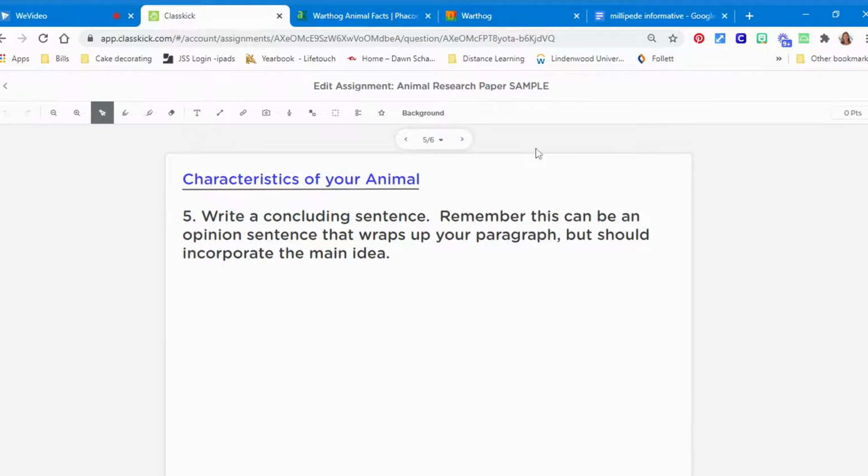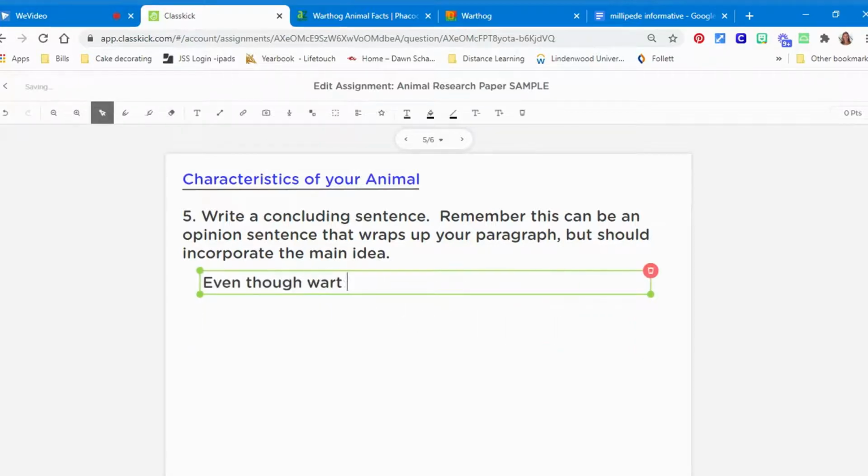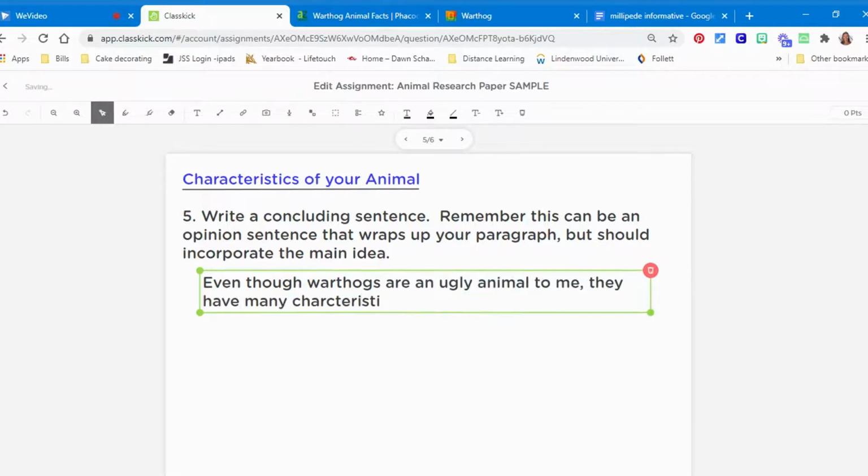So now that we're done with slide 4, we're going to go on to slide 5, and slide 5 is writing a concluding sentence for this paragraph, which remember, this paragraph is all about the characteristics of the animal. And remember, this concluding sentence can be an opinion sentence, but it should incorporate the main idea. And remember, the main idea is the characteristics of the animal. So what I think I'm going to say about the warthog is, even though warthogs are an ugly animal to me, they have many characteristics that make it stand out.